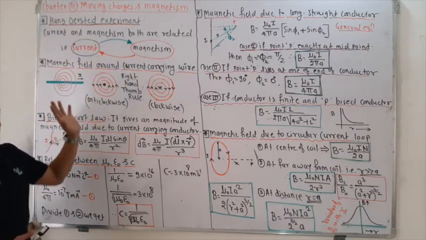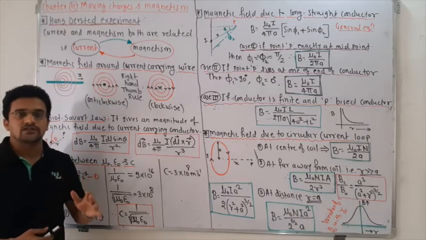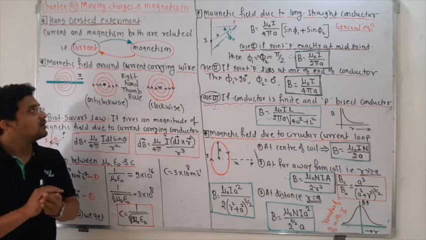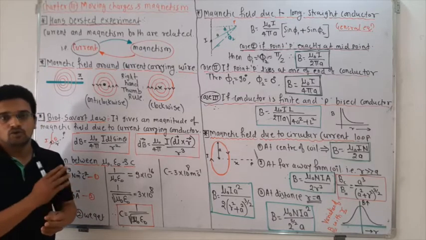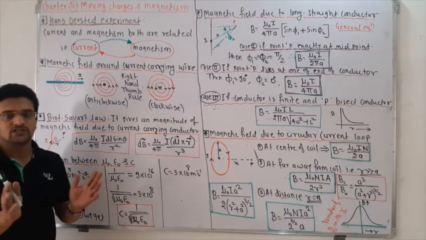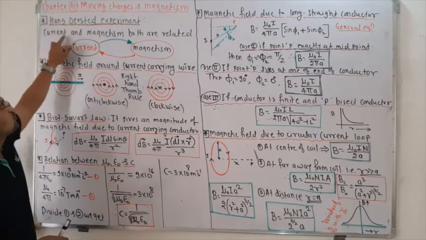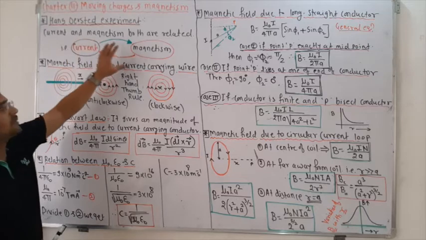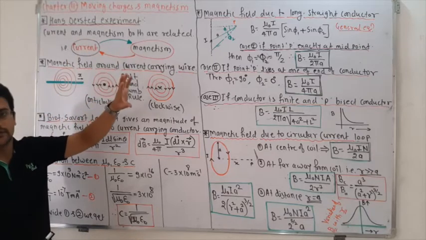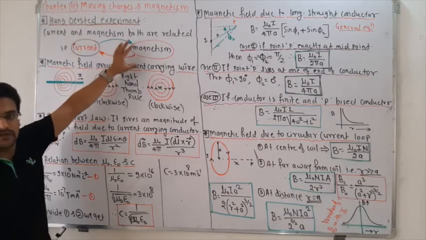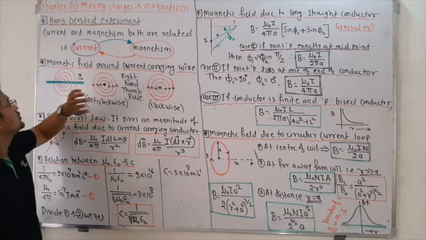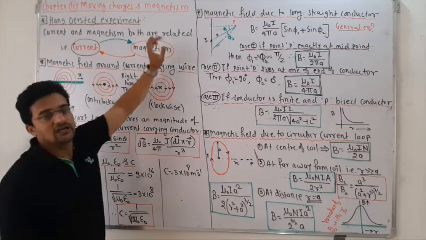In the past, the scientists did not know about current electricity or magnetism, and they thought that magnetism and current were separate phenomena. Okay, there is no relation between them, but Hans Oersted conducted one experiment in which he showed that current and magnetism are interrelated. Wherever there is a current, there must be magnetism, and wherever there is magnetism, there can be a current also. Okay, so current and magnetism are related to each other.